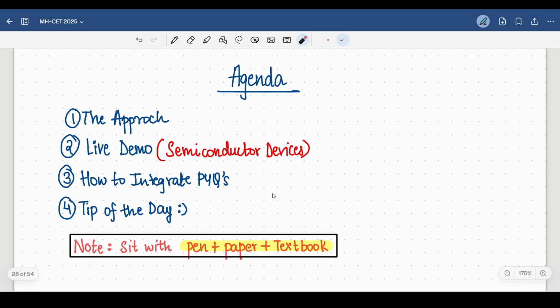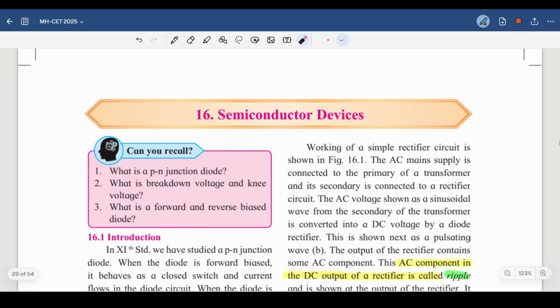So yes, before starting the video, once again pause the video. If you're not sitting with a pen, paper and a textbook, go and get one, right? This is going to be a very important session and I'm going to tell you to note down a lot of things. So you need to get a pen, a paper, and importantly your physics textbook, and open to this chapter called semiconductor devices, right? So this is your chapter, semiconductor devices, chapter number 16, from the 12th standard physics Balbharati book, right?